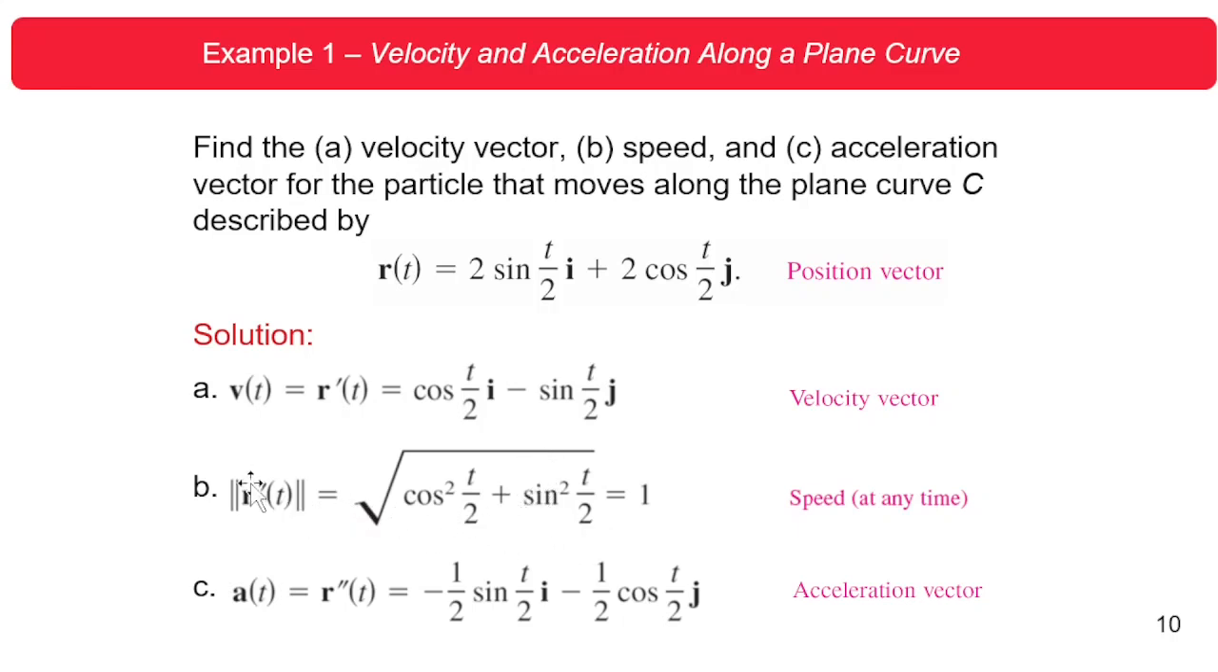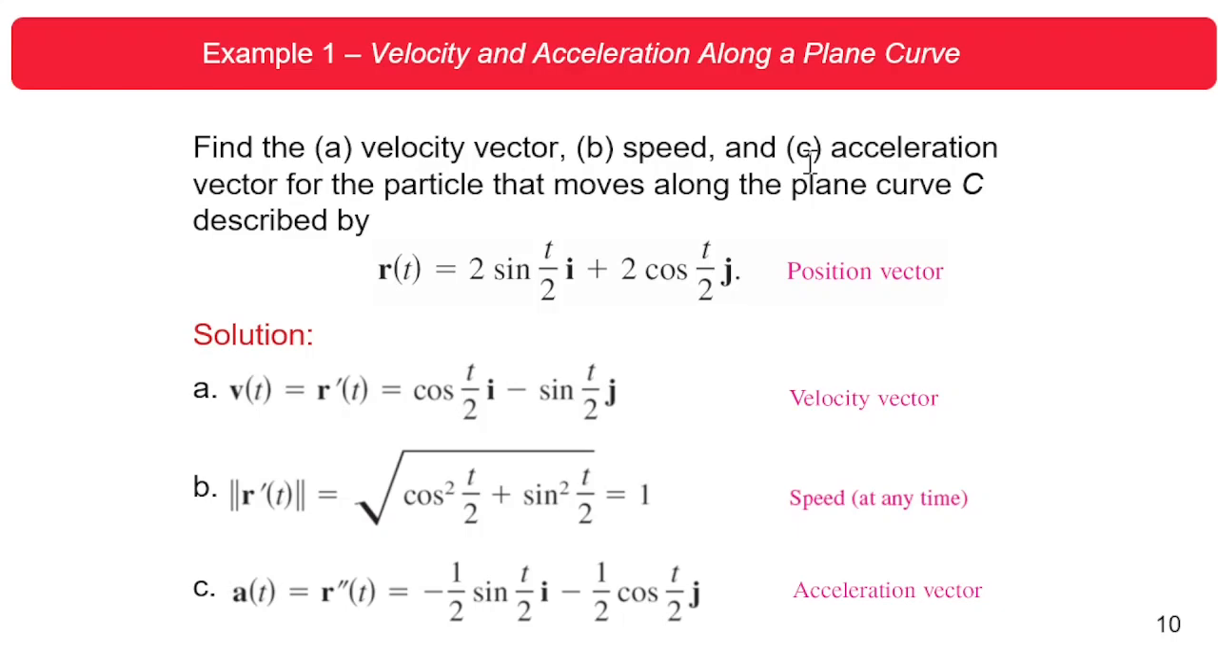So this is equal to the magnitude of r prime of t, which is the square root of the square of the first component, cosine squared of t over 2, plus the square of the second component, sine squared of t over 2. Recall in trigonometry that sine squared theta plus cosine squared theta is equal to 1. So this whole expression is equal to 1, and the square root of 1 is 1. Therefore, the speed of this plane curve C defined by the position vector r of t is equal to 1 at any time t.